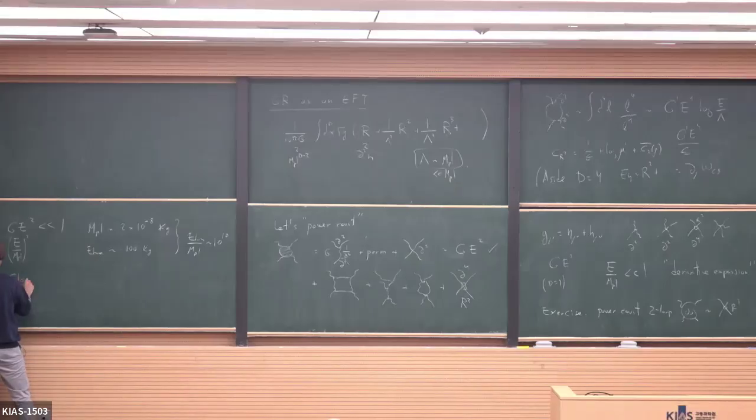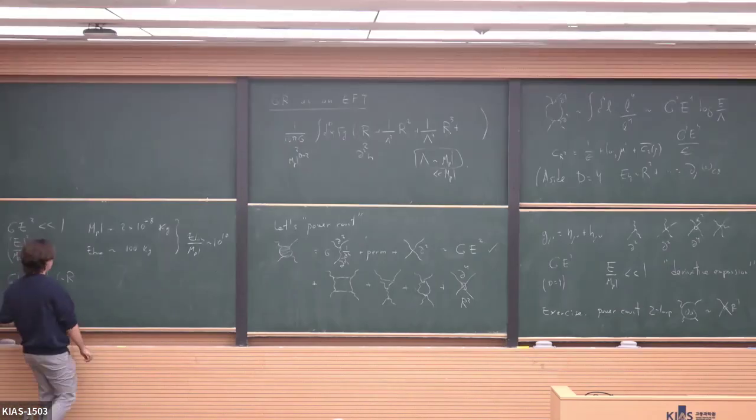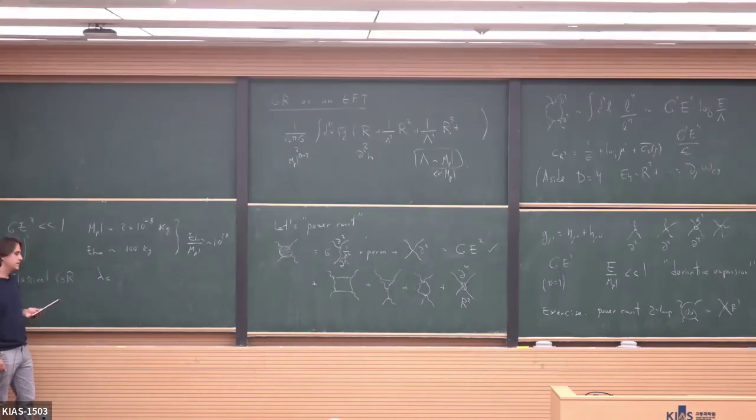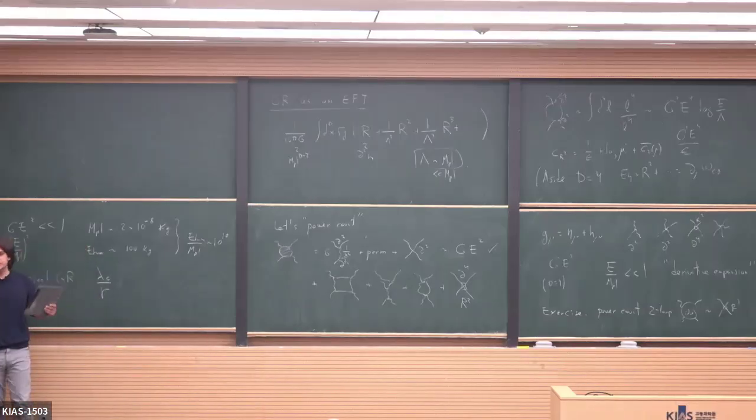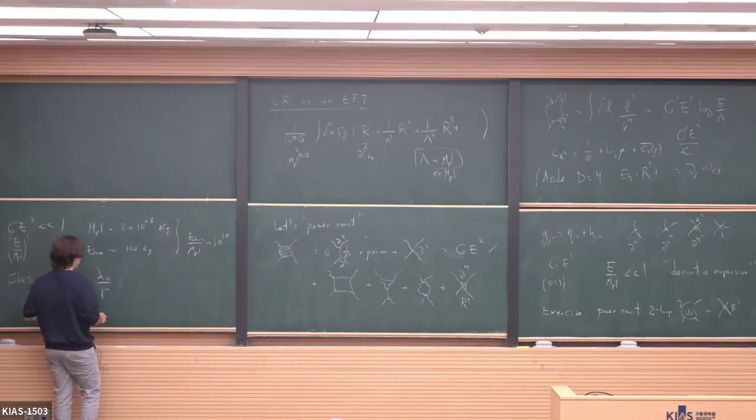So if we want to do classical GR, we're always talking about macroscopic objects which have angular momentum. What do we mean by that? What we mean is that the Compton wavelength of the object is going to be divided by the separation between whatever objects that we have. This thing needs to be very small. Okay?